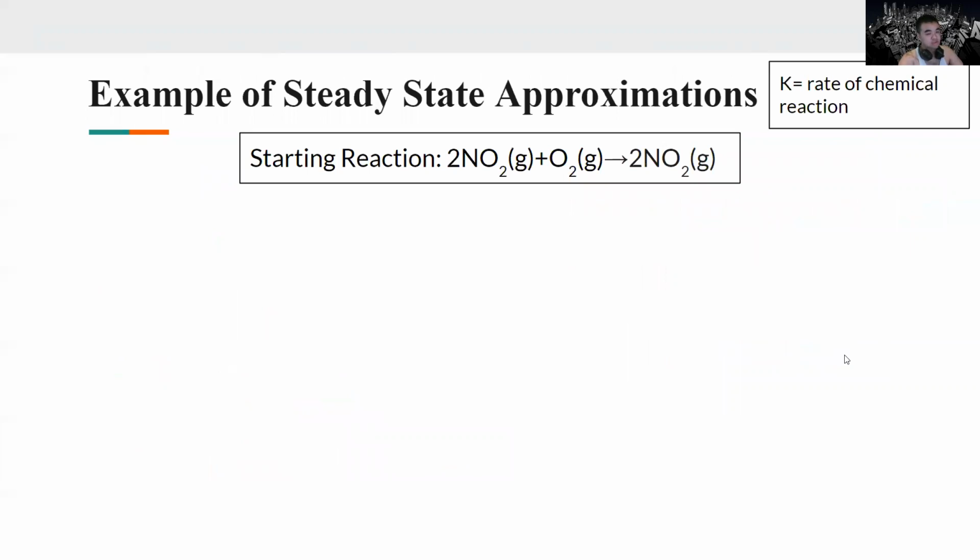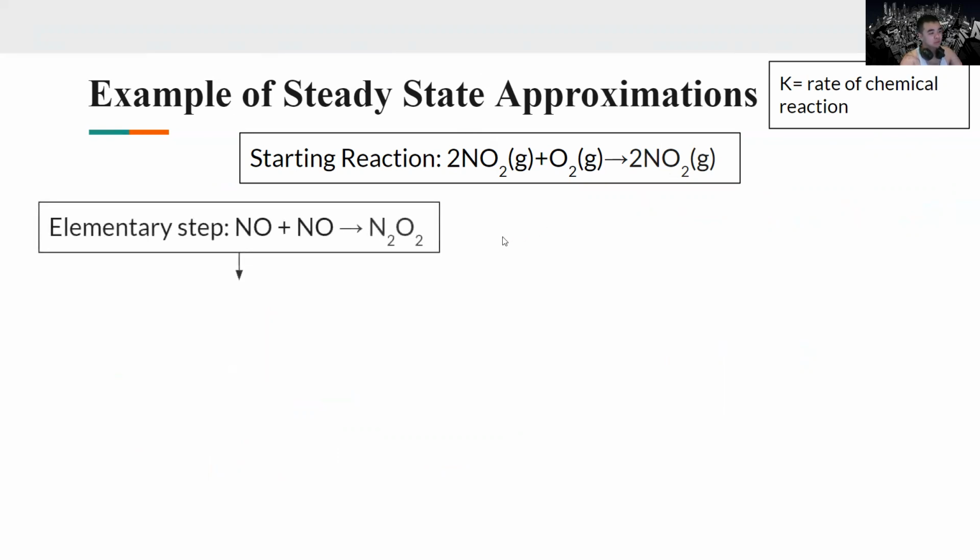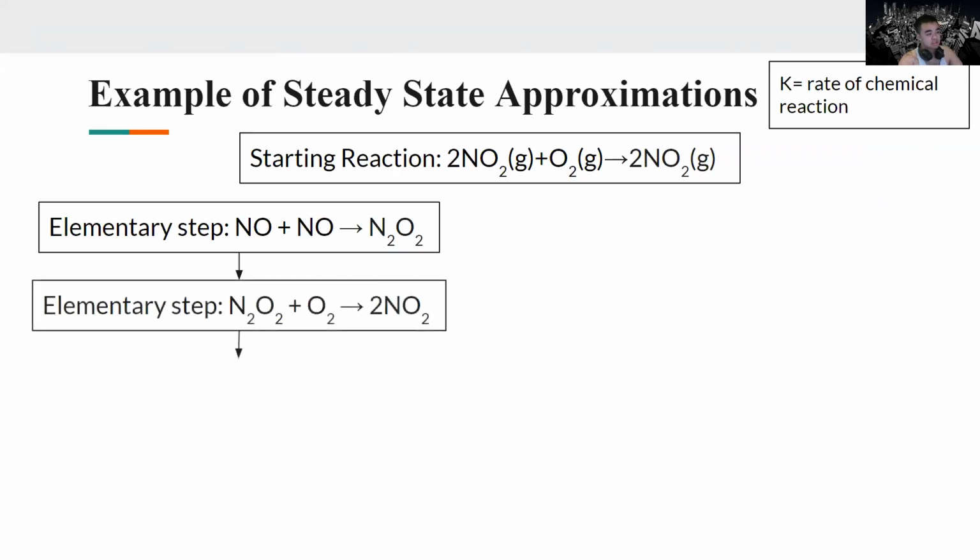And now if you want to see an example of this, the starting reaction is 2 NO gas plus O2 gas makes 2 NO2, also gas. The first elementary step of this is NO plus NO makes N2O2. And the second elementary step is N2O2 plus O2 makes 2 NO2.